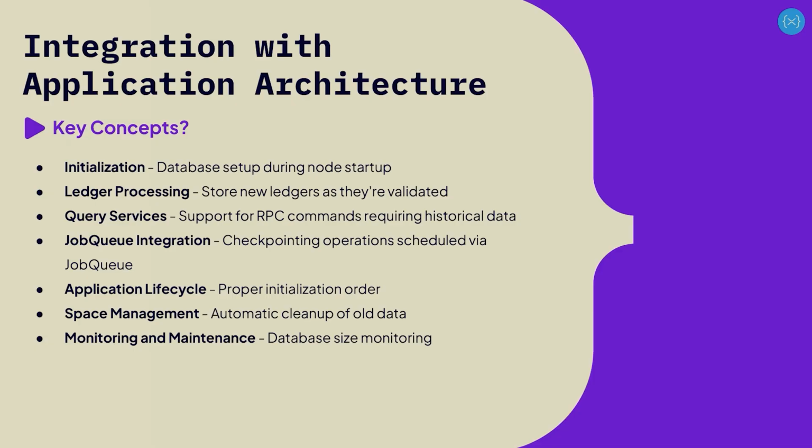So how does this integrate with the application architecture? First, we initialize the database. So we set up the database during node startup, the schema validation and migration, and we establish the connection pool. For ledger processing, we store new ledgers as they are validated. We update the transactions tables with new data. For the query service, we support RPC commands requiring historical data, account history queries, and ledger range retrievals.